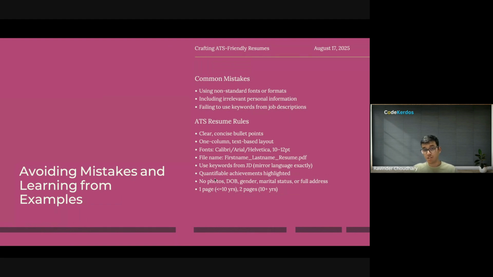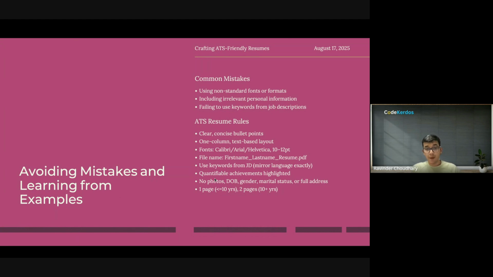Use the keywords from the JD, mirror the exact language. This is very important, very crucial, guys. For any job that you are applying to, in most cases, you will have the job description ready in hand with you. So it's important that you leverage that job description. You include the terms from the job description in your resume. It's said that primarily the top one-third part of a resume should have those keywords which are there in the job description.